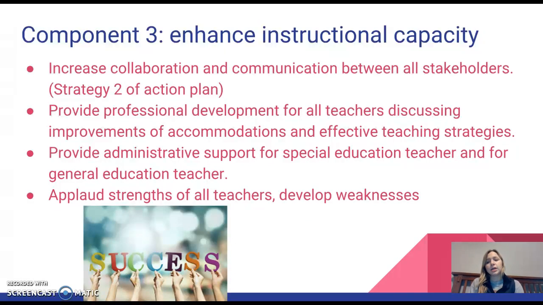Enhancing instructional capacity. I said this in strategy 2 of my action plan. I think increasing collaboration and communication between all stakeholders is important to enhance instructional capacity. Collaboration is a great way to help all students succeed, so I think that is vital. Providing professional development for all teachers, discussing improvements of accommodations and effective teaching strategies. Providing administrative support for special education teachers and for general education teachers. And then also, I believe in applauding strengths for all teachers and developing their weaknesses.